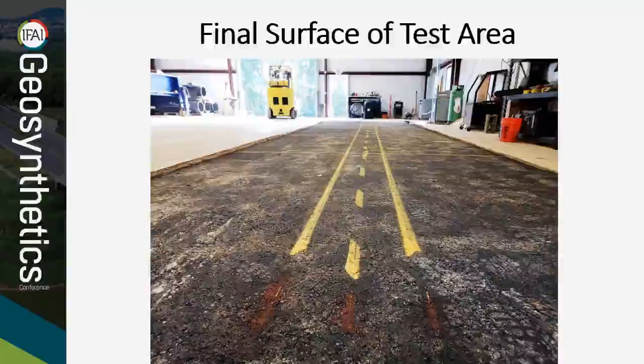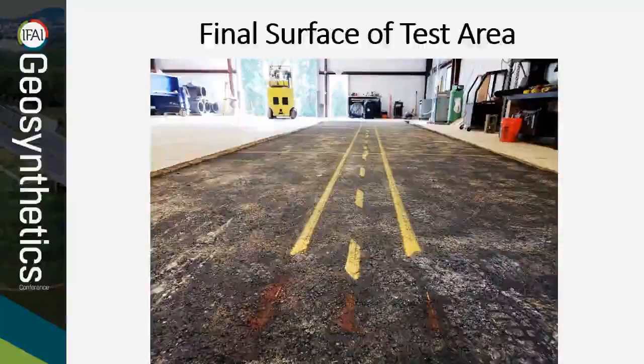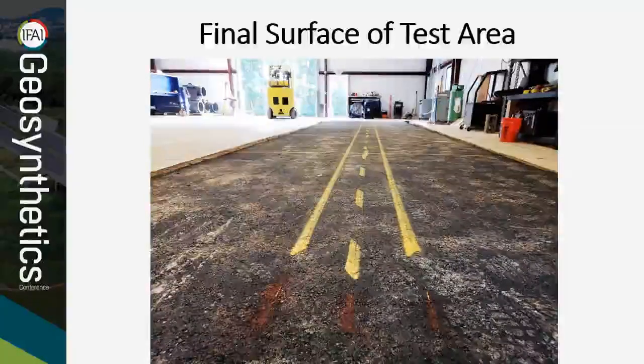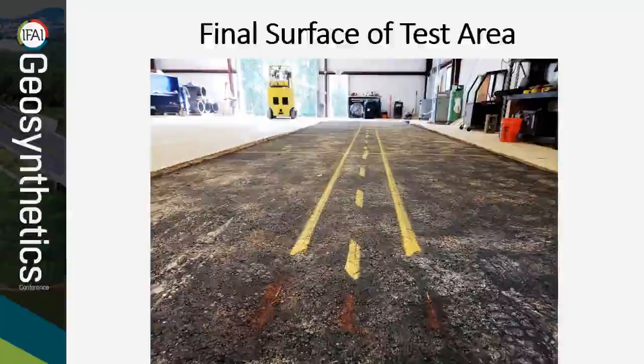The final surface of the test area prior to loading is shown here. The traffic from the original project followed the lines in the pavement in the center of the test sections. Traffic for the interlayer experiment was done on the left side of the pavement as shown in this picture.